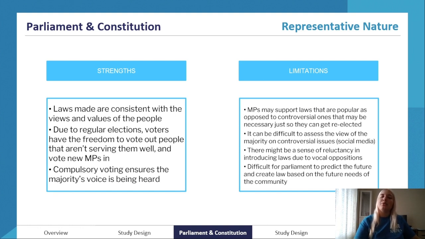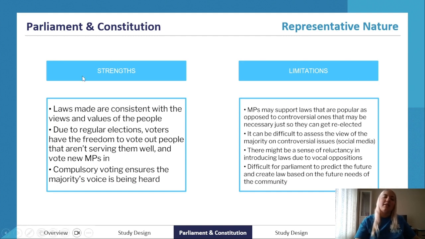It can also be difficult to assess the actual views of the majority on controversial issues. So maybe those laws aren't actually that controversial, but Parliament can't really tell because there will be a mix of opinions on social media and articles and the news and things like that. And it might be difficult for Parliament to predict the future and create laws based on the future needs of the community. So laws very easily become outdated and continue to be outdated as Parliament doesn't catch on that they need to be updated for a long time.